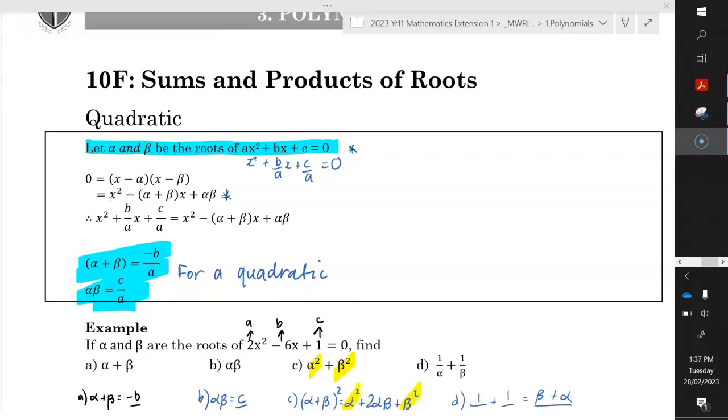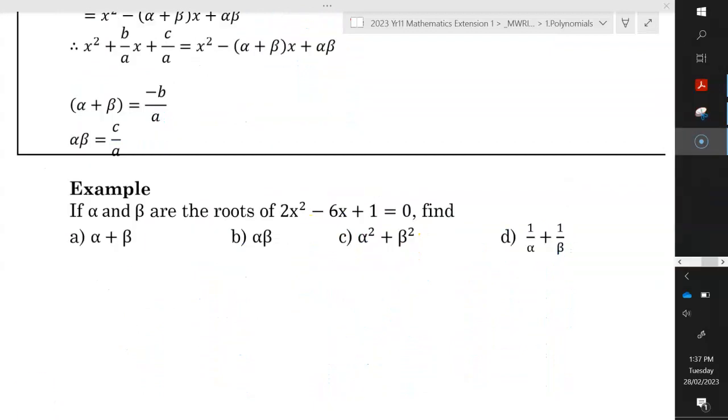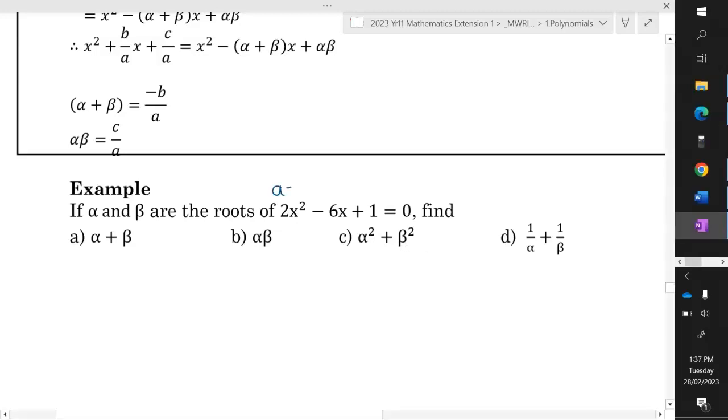Now, we can use this information to help us solve some equations, and we're going to do that down below with our first example. So we're given that alpha and beta are the roots of this quadratic here, 2x squared minus 6x plus 1 is 0. So we know here that a is equal to 2, b is equal to minus 6, and c is equal to 1. And we want to find the sum of our roots, alpha plus beta.